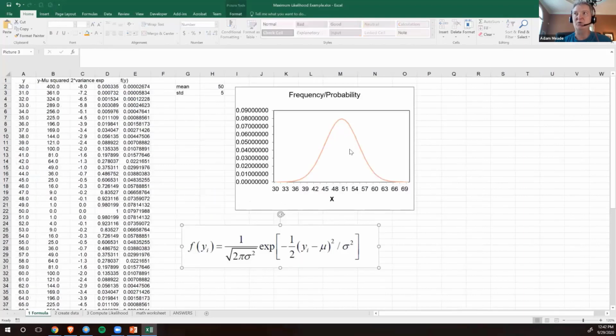So it knows this. We're specifying the normal distribution to the maximum likelihood algorithm. And we're saying this distribution follows a normal distribution with a mean of 50 and standard deviation of 5. How likely are we to see a 30? Well, not very likely. How likely are we to see a 50? Quite likely, right?